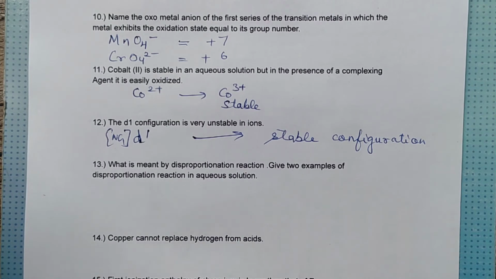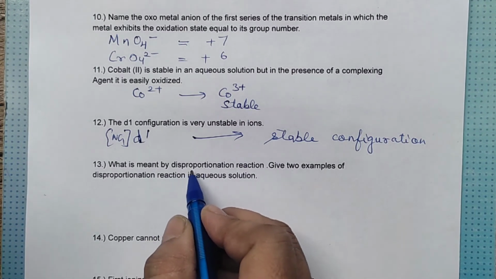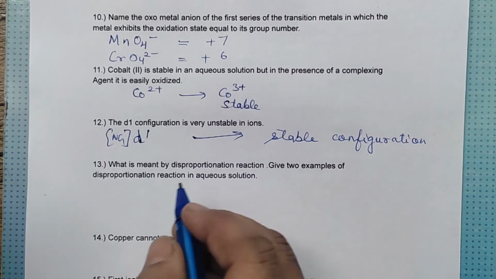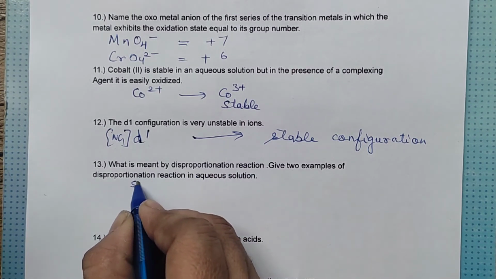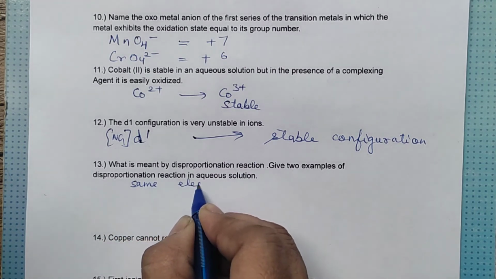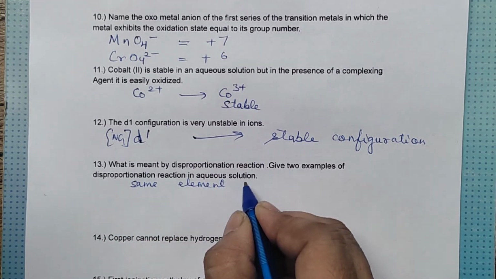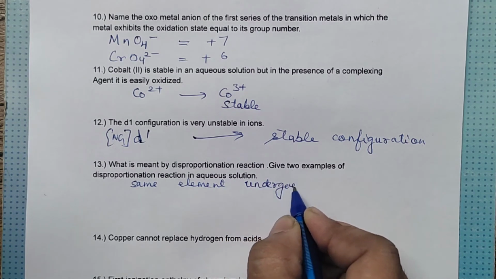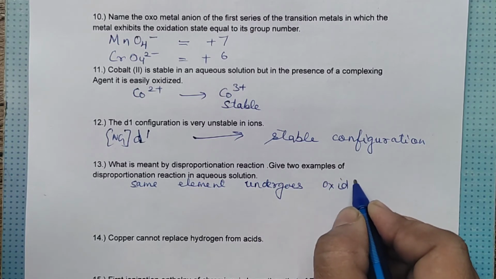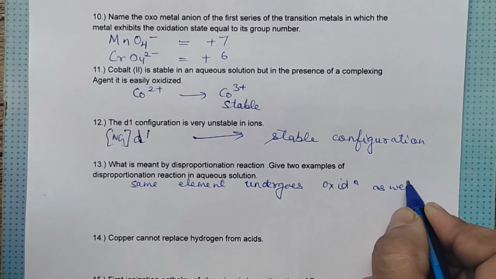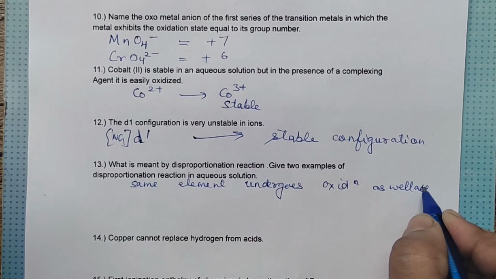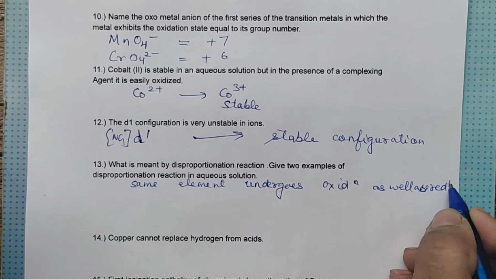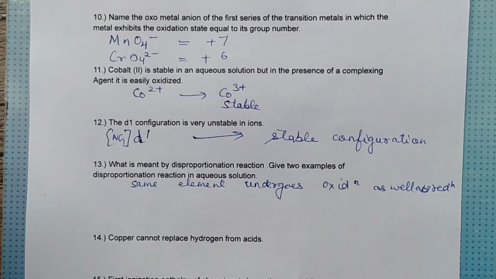What is meant by disproportionation reaction? Give two examples in the aqueous solution. So for that you will write: disproportionation reactions are those in which the same element undergoes oxidation as well as reduction. The same element is undergoing both in the same equation, right?